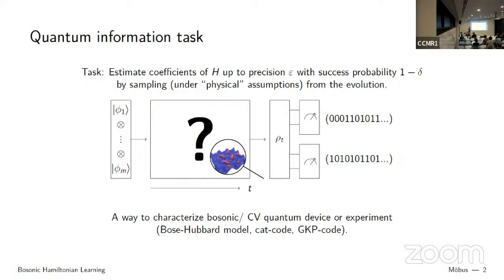And of course, this is a very fundamental task. We have some device with some experiment, and we don't really know what's going on. We know some structure, but we want to learn this. And in many other talks, we've already seen the cat code or GKP code, and there, for example, we can characterize those unitaries, and also the Bose-Hubbard model, for example.